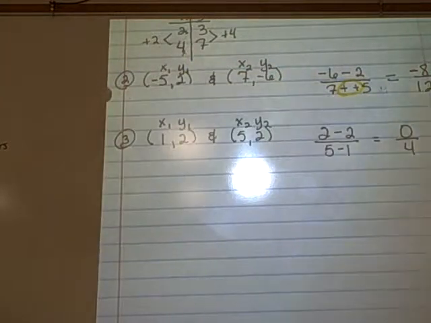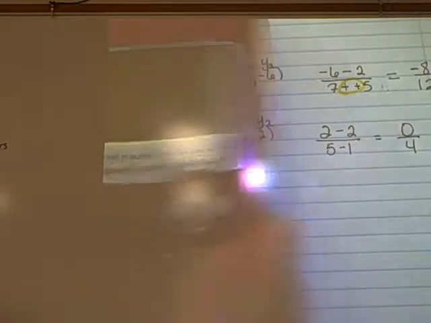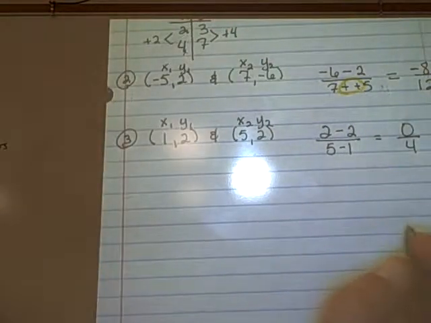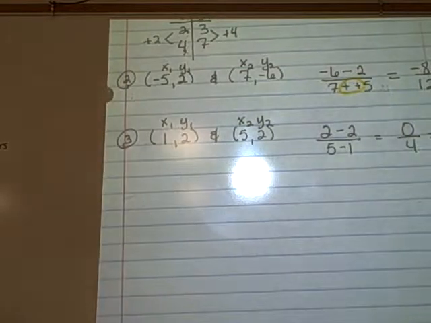Okay, I want you to go to your calculator and type in 0 divided by 4, and tell me what you get. 0. So 0 divided by 4 is still 0. So the slope on this one is 0. What kind of line is that? It's horizontal. It has 0 slope, flat.